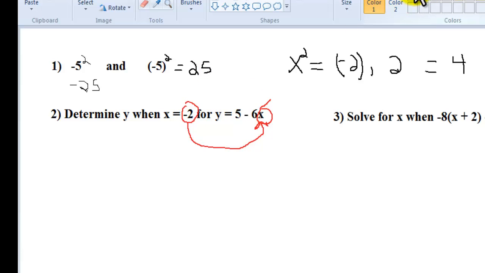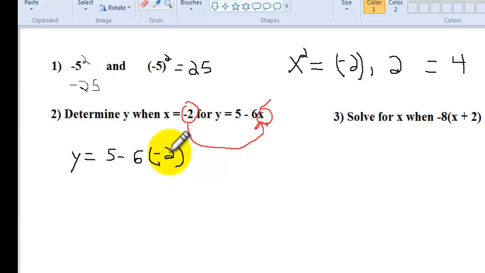So what that will look like, if I can draw this very well, y will then equal, instead of 5 minus 6x, 5 minus 6 times, and use the parentheses, negative 2. Because what you have here is 6 times negative 2.